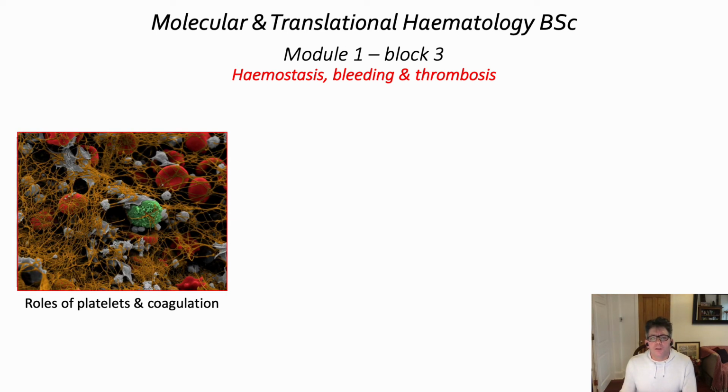In Block 3, you will learn about the biochemical and cellular basis of blood clotting and the processes that lead to the formation of a clot, shown here in this electron micrograph. In this image, you see platelets, shown in grey, held together by the intricate fibrin strands, shown in orange, that together prevent bleeding.